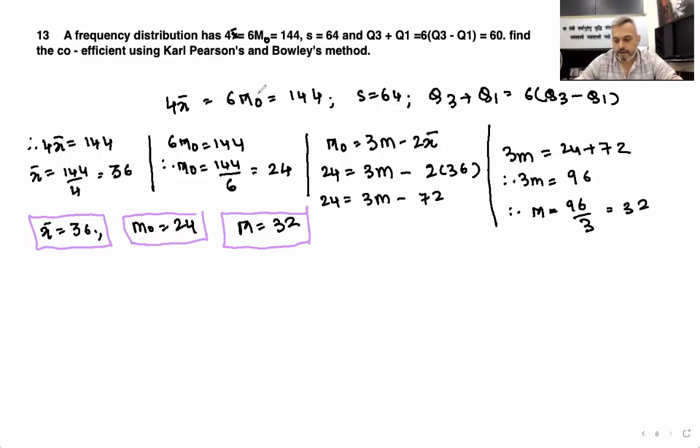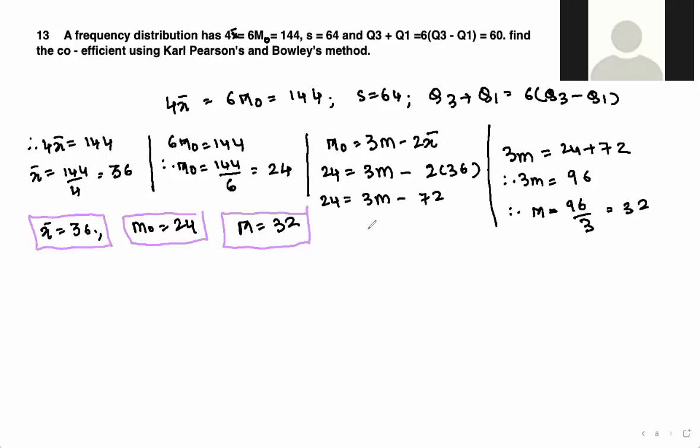And we have to find using Bowley. Now over here Q3 plus Q1 is equal to 6 in the bracket Q3 minus Q1. So we can solve this as well. Why did we find the median? Because in Bowley we will need median. Okay sir, we'll need median over there in Bowley.